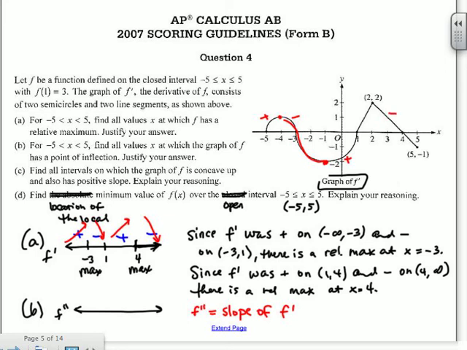So my points of interest on this one are -4, -1, and 2. My slope was positive, and it was negative. And it was negative, positive, and then negative.